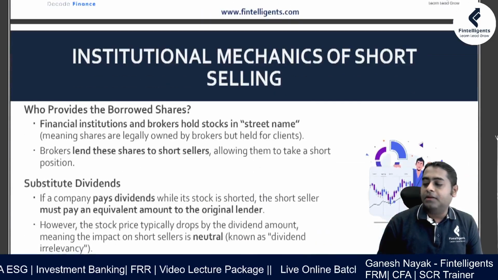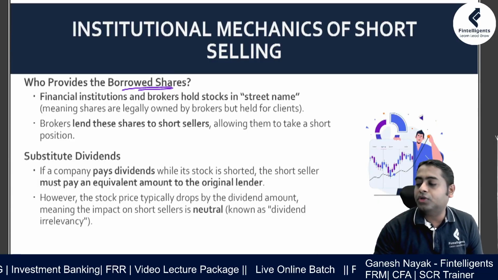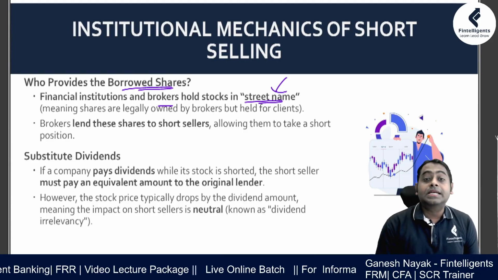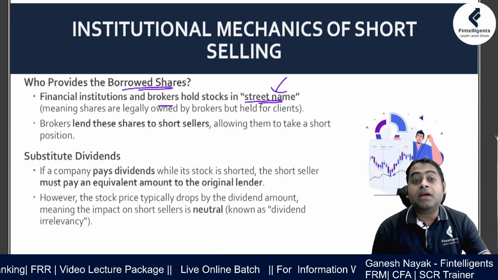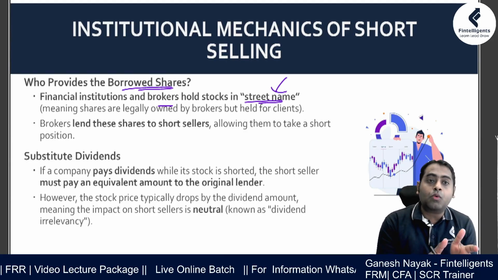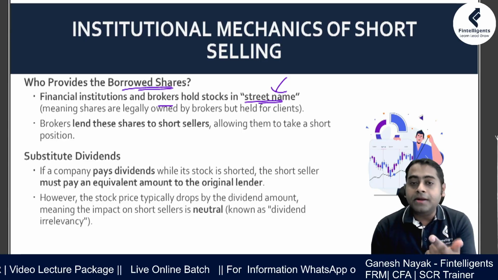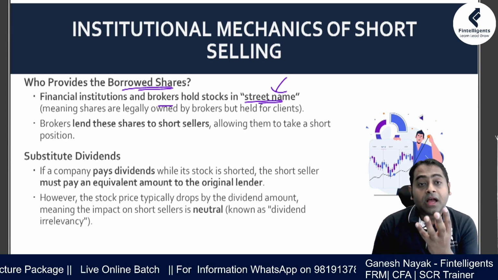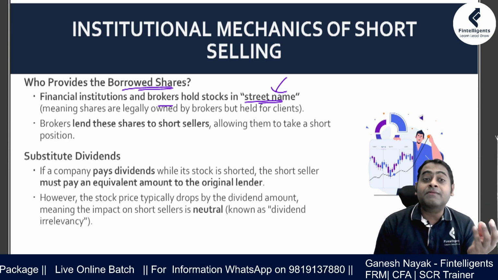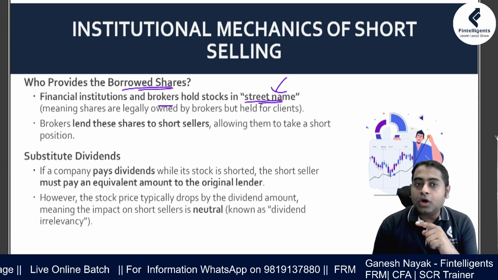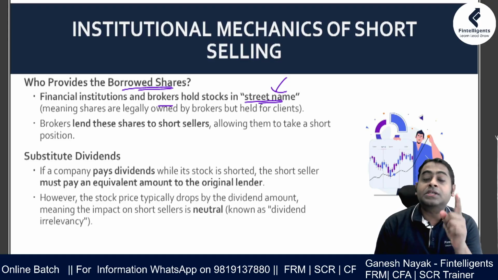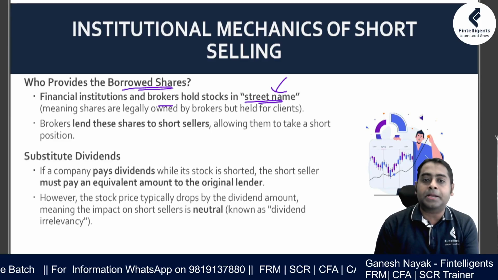Look at this part. Who provides you with the borrowed share? In most cases, the brokers, because they have the stocks in the street name. What is the street name? Dalal Street, Wall Street. So they have an account. Whenever you do an intraday transaction, which is ideally supposed to be bought and sold, that stock is in the street name with your broker. Suppose you purchase the stock and you are not selling it, he has the right to sell it because the stock is not in your name, it is in the street name.